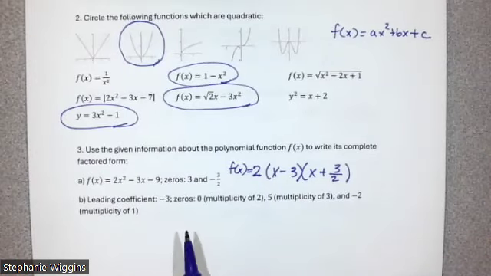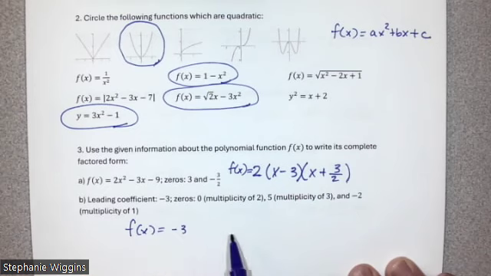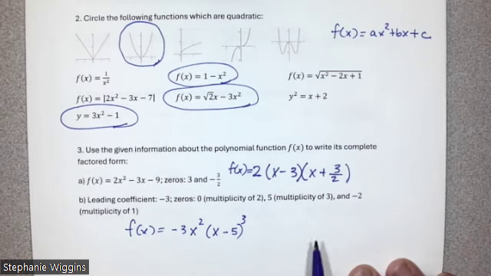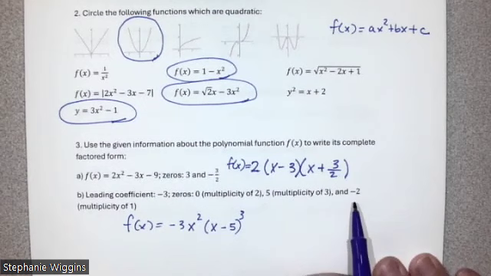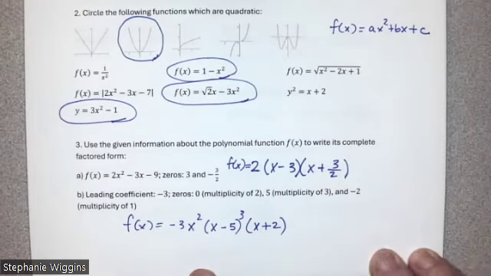Here we are told that it has a leading coefficient of -3. And 0 is a 0 of multiplicity 2, so x squared is a factor. 5 is a 0 of multiplicity 3, so we have x minus 5 cubed. The powers on your factors are the multiplicities. And then -2 is a 0 of multiplicity 1, so we're going to have x plus 2. So this is the factored form of our polynomial, given that information.